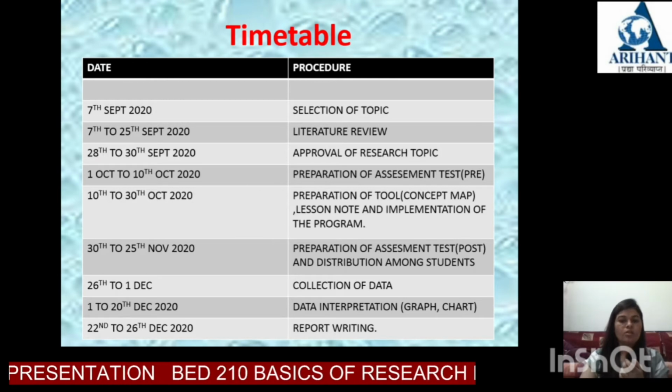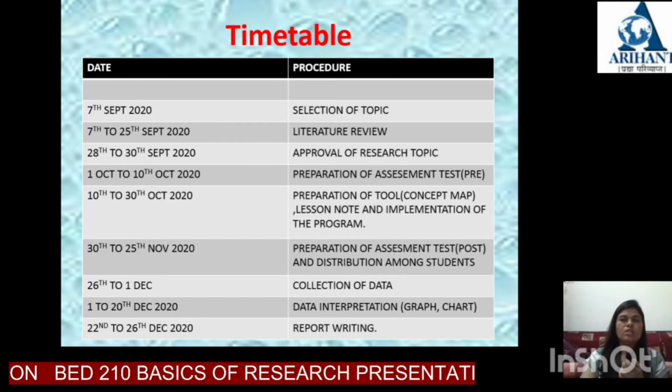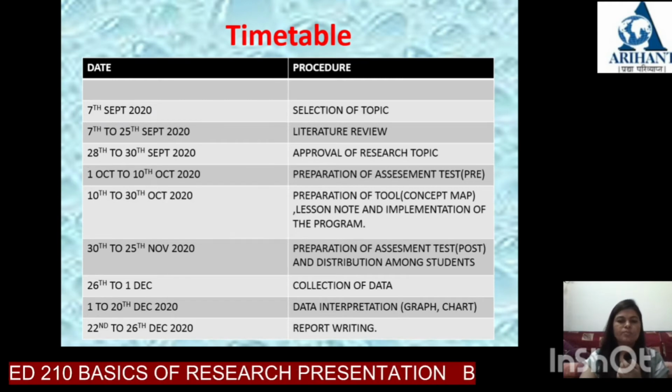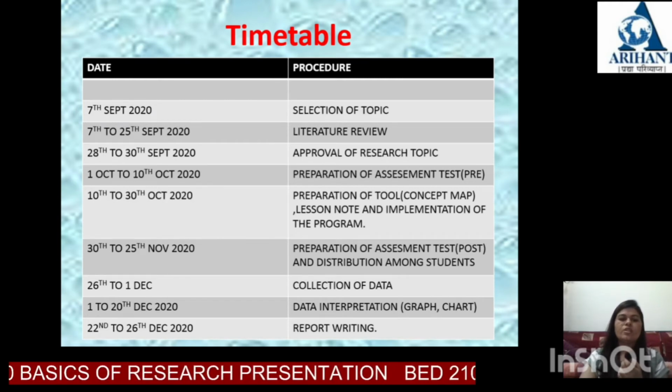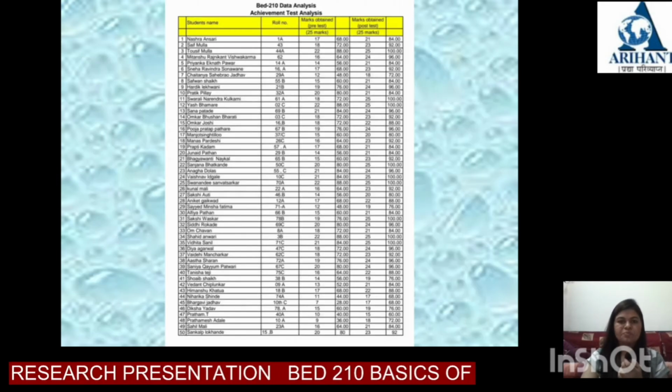26th November to 1st December, collection of data. 1st to 20th December, data interpretation, that is graph and chart making, everything. And 22nd to 26th December, report writing. So this is the timetable I have followed.